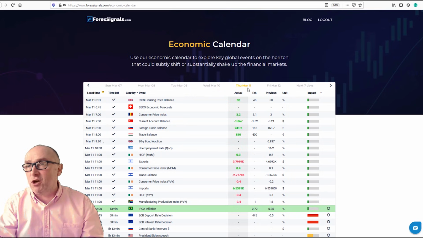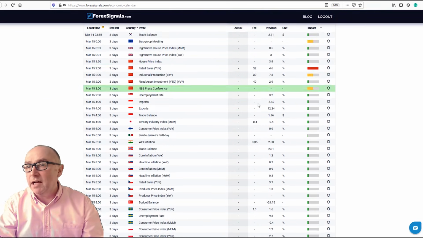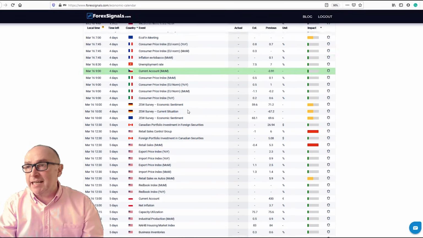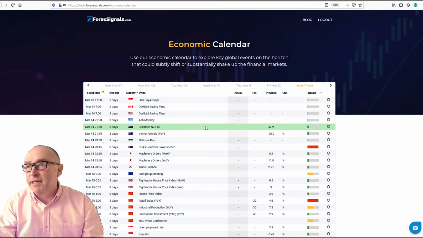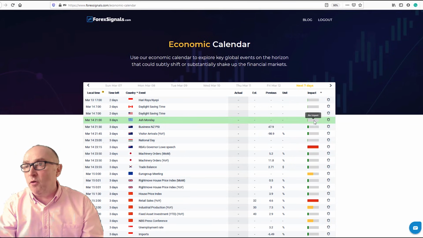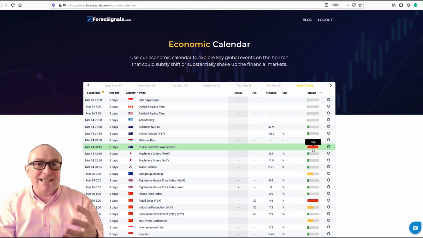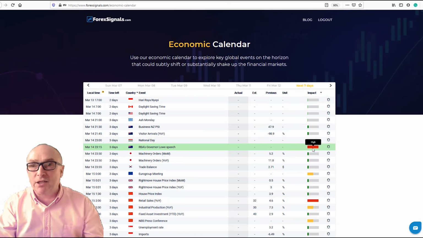Now you can select to just look at today, or you can look at the next 7 days as well, and you'll scroll through there with all the different data releases. Now the best way to read these is to look at the impact column here on the right. If it's a red impact, that basically means it's likely to have a high impact on the particular currency. Now this would be Governor Lowe talking in Australia. His speech later, it's in red. It's basically one to pay attention to.